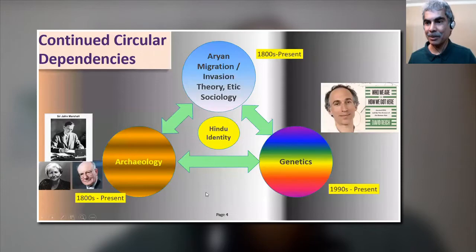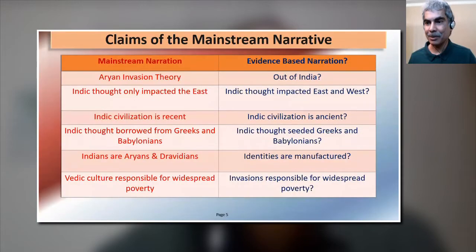So these three things also have impinged on the Hindu or the Indian identity, as I like to call it. And there is still the old frameworks have been repackaged, and we continue to see these frameworks being imposed in India. So these are the claims. The mainstream narrative says that there was something called an Aryan invasion theory. However, the evidence is showing us something else, and I put question marks there. Could it be an out of India?